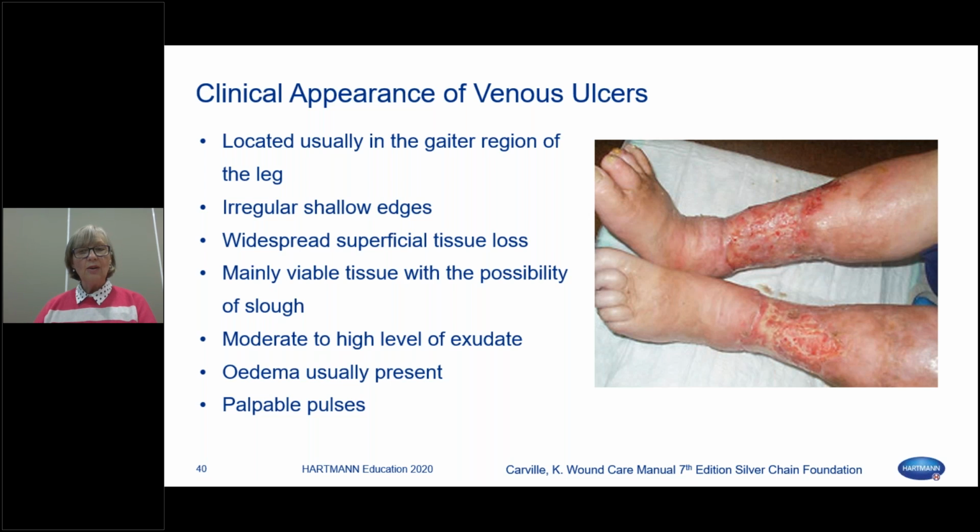The actual ulcers themselves tend to be located in the lower leg, in the narrowest part of the leg where all the pressure is. The edges are irregular and the ulcers are shallow. They're often widespread and can even be circumferential. The tissue is mainly viable, but some slough can be present on the surface, and they often have high levels of exudate due to the edema present in the leg. But of course, if they've got good arterial circulation, and this is truly just a venous ulcer, then the pulses should be palpable, unless they have so much edema that you can't actually feel them.